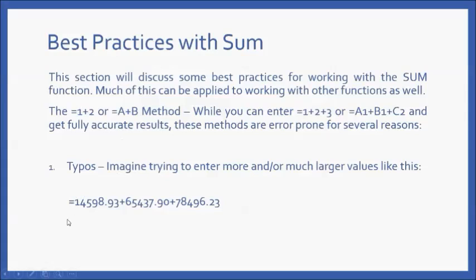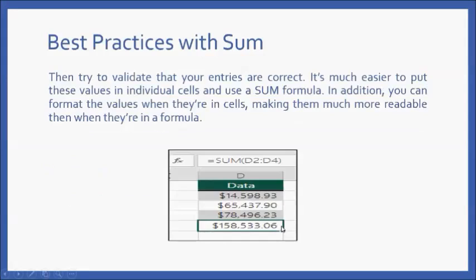So we have values like 14,598.93 plus 65,437.90 plus 784,496.23. Then try to validate that your entries are correct. It's much easier to put these values in individual cells and use a SUM formula.